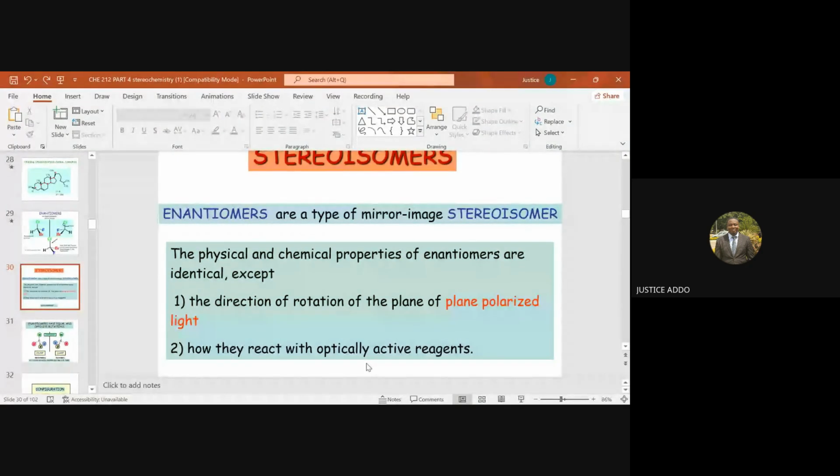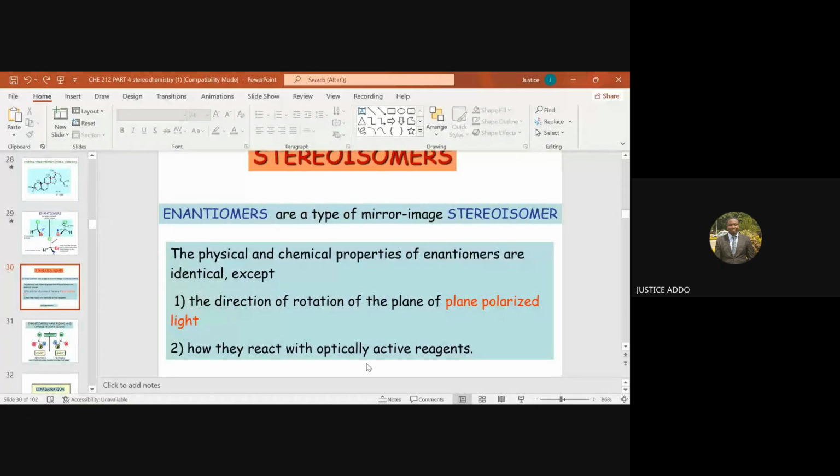How they react with optically active reagents. Now, in chemistry, whenever we talk about reaction, you see a reactant getting in contact with what? A reagent. And then the reagent could be maybe an oxidizing reagent or a reducing reagent or what have you, to change the reactant into a product.